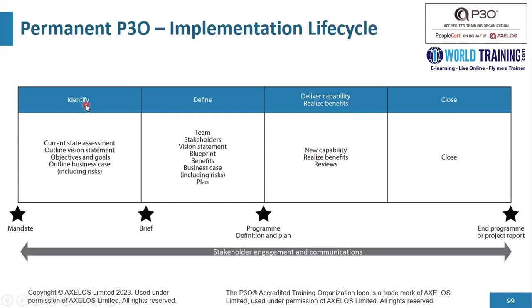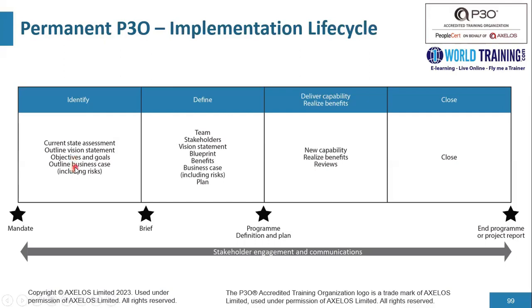Now, the first step or the first phase in the implementation lifecycle is the identification stage. As a part of identification, we do a current state assessment. In other words, where do we stand as of today in terms of our current P3O capabilities? And what is the vision that we are trying to achieve? What are the investment objectives? What is it that we are trying to achieve? What are the goals? And we might want to create a business case at a pretty high level.